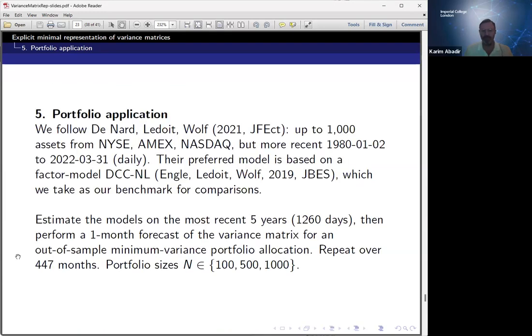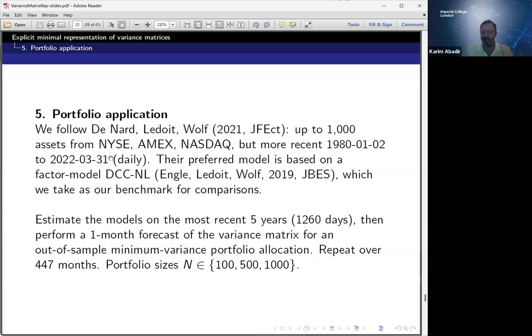Okay, so let's go to the portfolio application. I think I'm okay for time. Good. So we follow Ledoit and Wolf in the 2021 Journal of Financial Econometrics paper, where they look at a portfolio of size 100, 500, 1000. Then they do a portfolio allocation, and these are assets coming from the New York Stock Exchange, Amex, NASDAQ. The only difference is we take a more recent data set that goes from 1980 to last year, and these are daily observations.